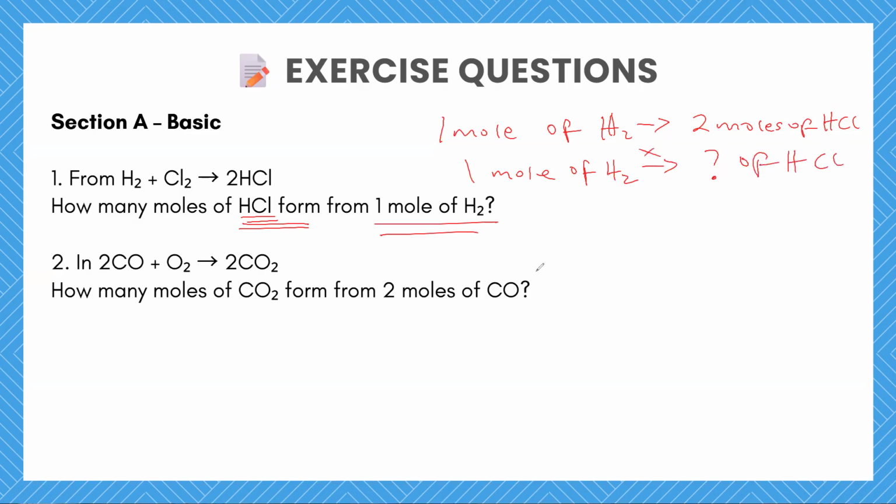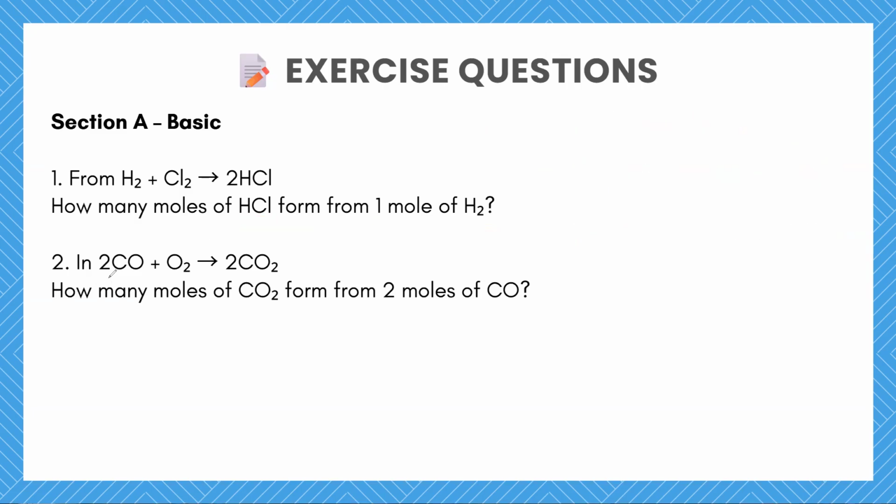If we cross multiply, therefore we have the number of moles of HCl will be equal to 2 times 1, which is equal to 2 moles. So basically, 2 moles of HCl will be produced from 1 mole of hydrogen. I'm sure you saw how that step was carried out. Pretty simple, pretty straightforward, pretty basic.